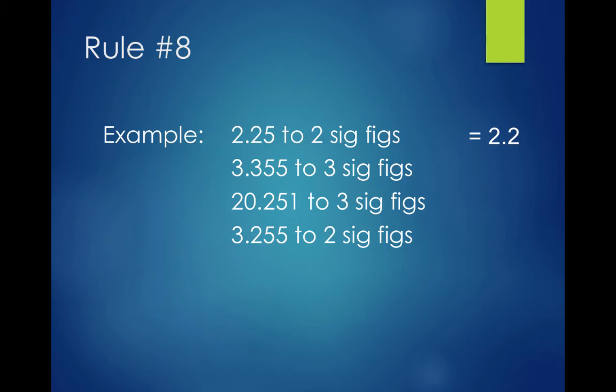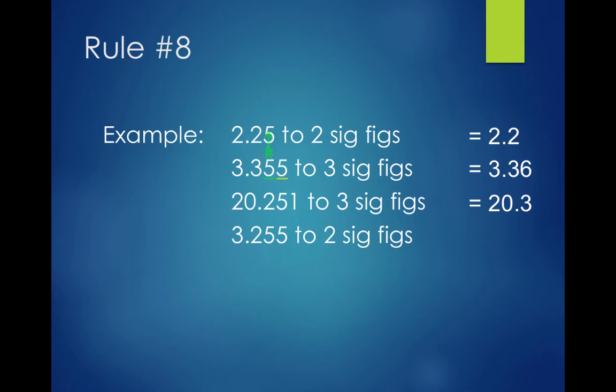For the first one, the answer is 2.2. The key digit is 5, while the digit to be rounded off or rounded up is 2. It stays even. The second one is 3.36. The key digit again is 5. The digit to be rounded up or rounded off is 5, which is odd, so we round up.